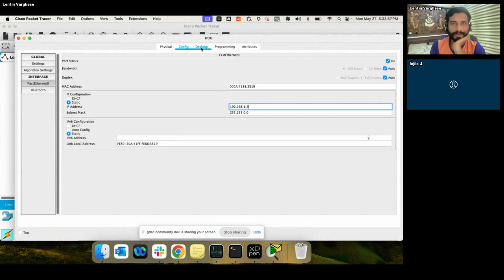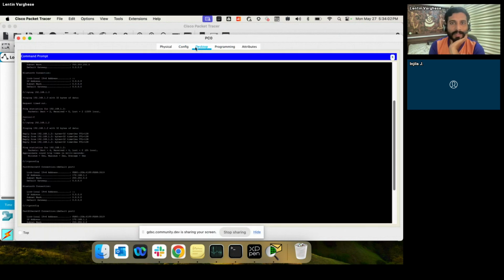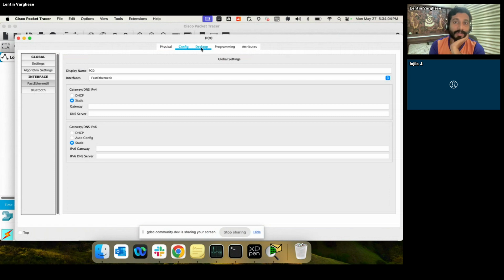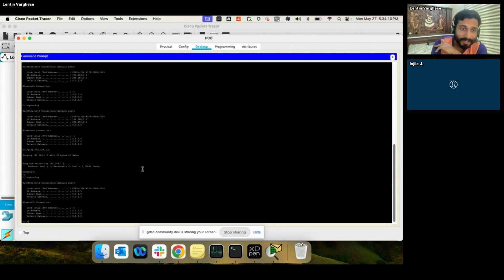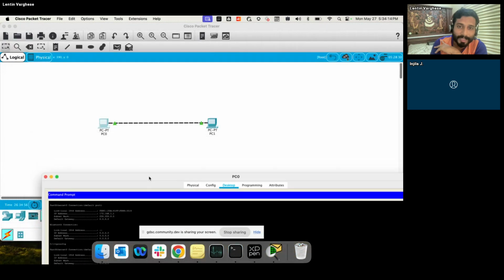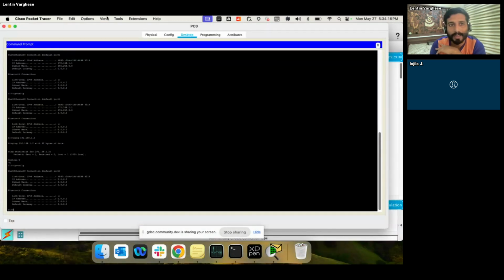What will happen now? I use the same IP address, right? It didn't even work. So basically, when you do that on an actual computer, you will see an IP address conflict message. The network won't allow you to configure the same IP address.